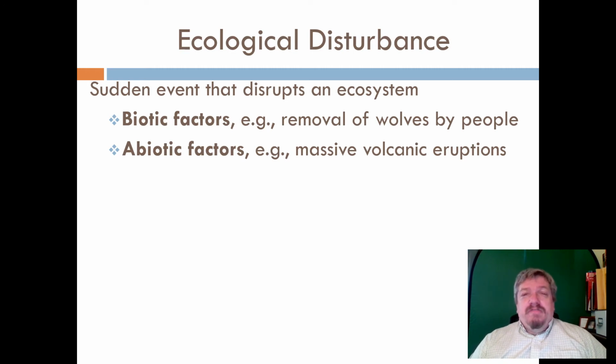Something happens to disrupt it. So in the example of Yellowstone, right, the removal of wolves. So you take out this animal, this predator. Or an abiotic factor. If there's a volcanic eruption that covers the forest in ash, or even a forest fire, that disrupts it as well.